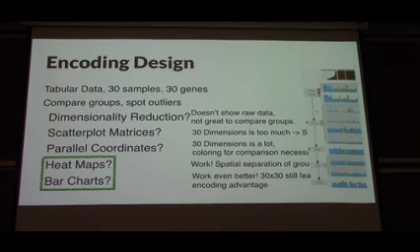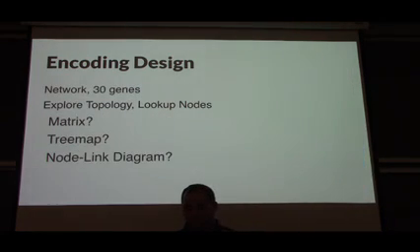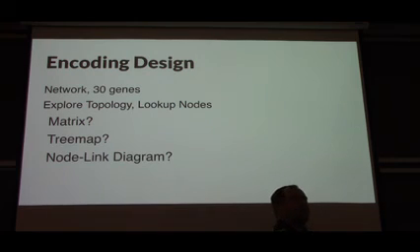What was it? Network, yes, but node link diagrams is the one. And the other one? Matrices. Matrices, tree maps, and node link diagram.